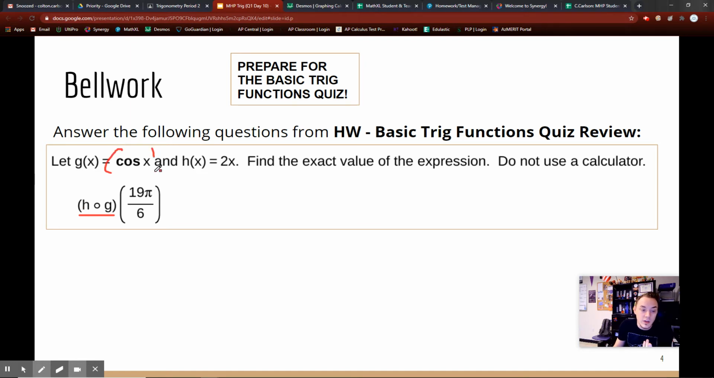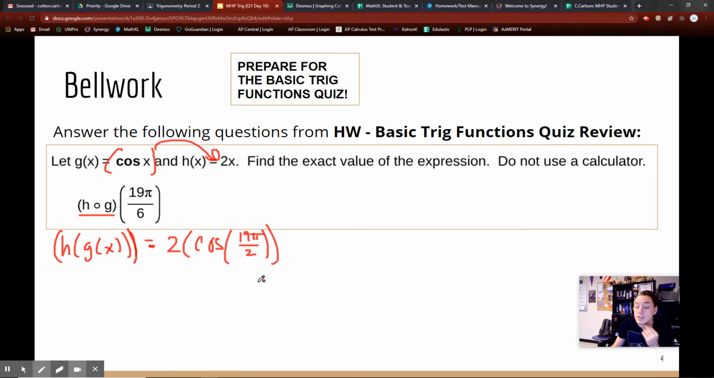So you're going to plug this function into that function. So what does that look like? It looks like you're going to plug in g of x into h. So I have 2, and then I have cosine, and then again 19 pi all over 2. That's what it looks like. Okay, so I need to evaluate cosine of 19 pi over 2, and then I need to multiply that by 2. So what does that look like?